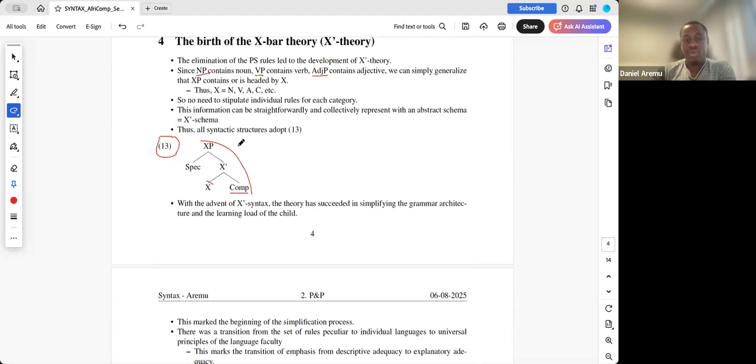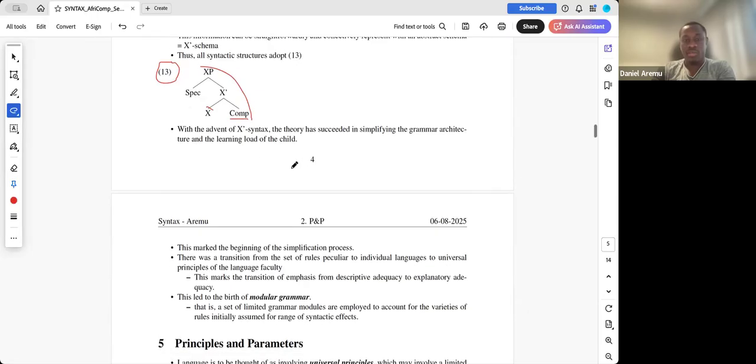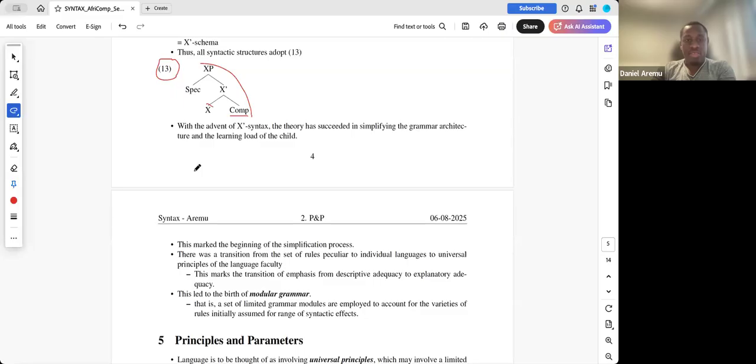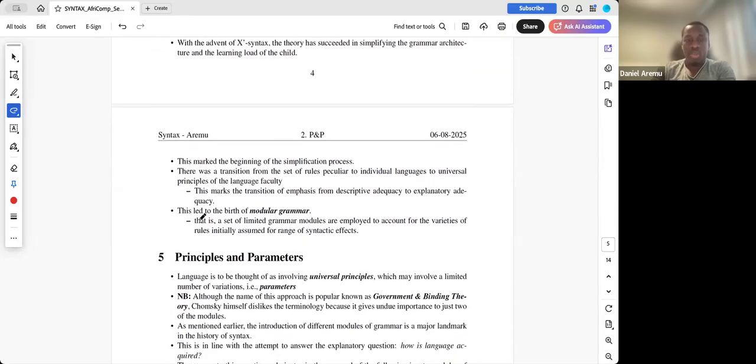Again, it's very interesting because it collapsed all the PS rules into one single structure. This structure in 13 accounts for the different PS rules that you can think of. Again, it gives us one machinery instead of many rules. That's simplicity, and it will be easy for the child to learn. Those are the motivations. So with the advent of X-bar syntax, the theory has succeeded in simplifying the grammar architecture and the learning load of the child, right? Those are the two motivations. Those are the things we wanted to achieve.